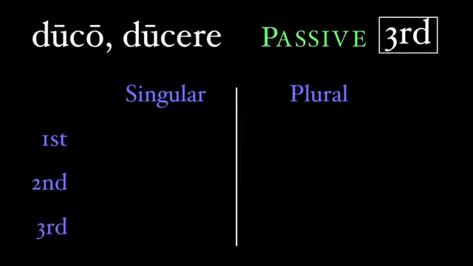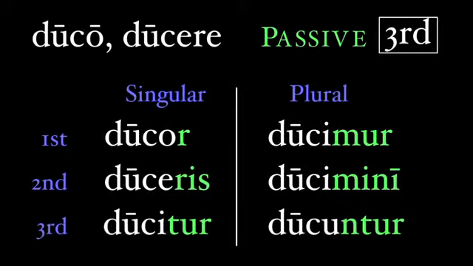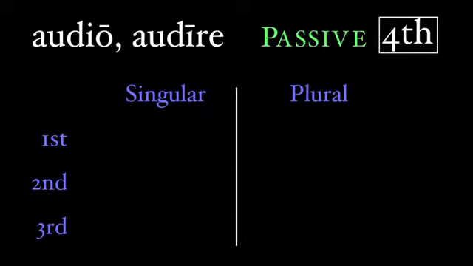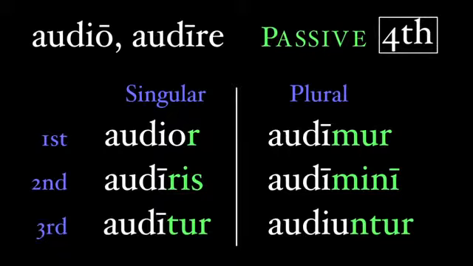A third conjugation verb, like duco, has the same variations in its stem vowel that we see in the active voice. However, the short I before the ris ending in the second person singular changes to an E. So ducor, duceris, ducitur, ducimur, ducimini, and ducuntur. Again, here are the translations. And finally, a fourth conjugation verb like audio has the strong I at the end of its stem, audi. So the vowel before the endings stays that long I. Audior, audiris, auditur, audimur, audimini, audiuntur.